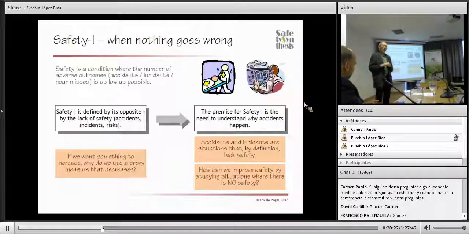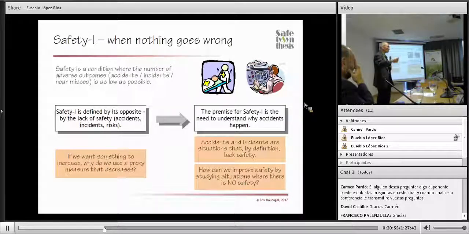What is an accident? An accident is a situation where there was no safety. So we study situations, we study safety in situations where we say it's not there. And you are all students, you're studying, you are academics, you are researchers. How can you study something when it's not there? You can only study something when it's there.